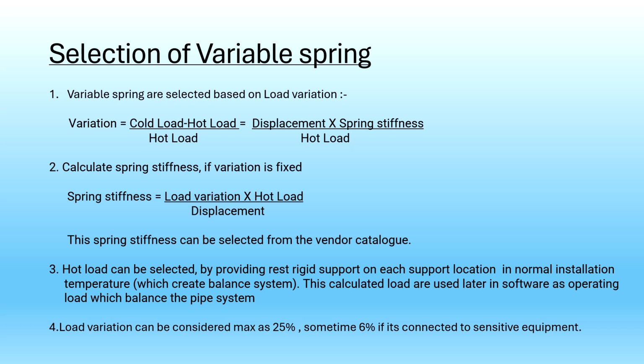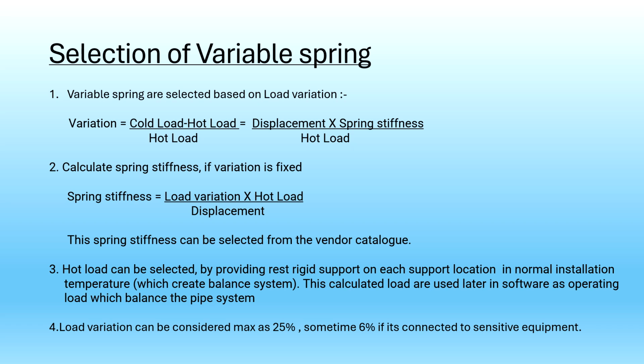Now let's calculate spring stiffness. As you can see, spring stiffness is the load variation to hot load upon displacement. The vendor generally calculates on this basis, and this spring stiffness can be selected from the vendor catalog. Once we get this spring stiffness, we can check it in the catalog also. Sometimes the value may not be exactly what the vendor has provided, but if it is very close to the nearby value, we can select that stiffness, and we can use it as a back calculation in our calculations.